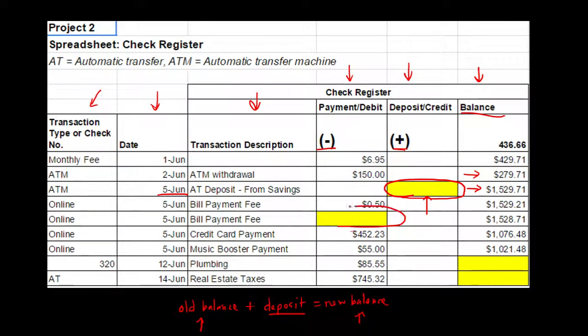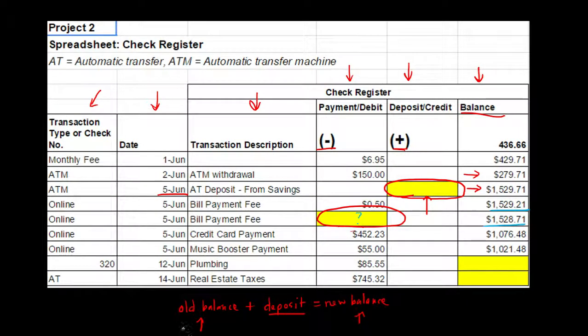Same thing for this box. This time it's not a deposit, it's an amount of money, a debit or a payment, right? It was subtracted from your balance, but the reasoning is the same. So I had $1,529.21, and then some amount of money was taken out, and now I have $1,528.71.